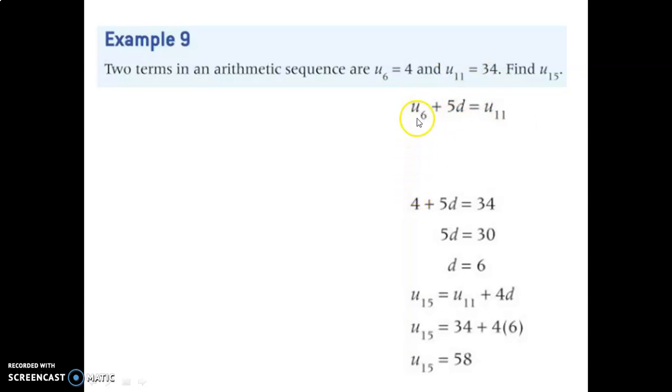And then you plug in what you know. So you know u sub 6 is 4, you know u sub 11 is 34, and then you say 5 jumps of the d value, and we're going to figure out what that d value is in a minute. So here we have an equation with only one unknown. We solve for d, we get 6.